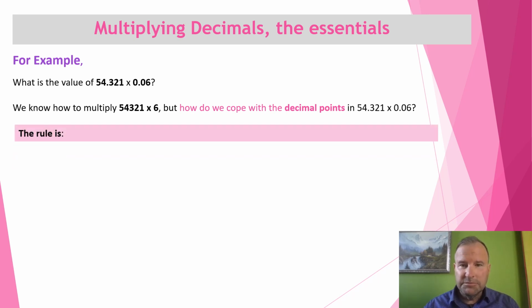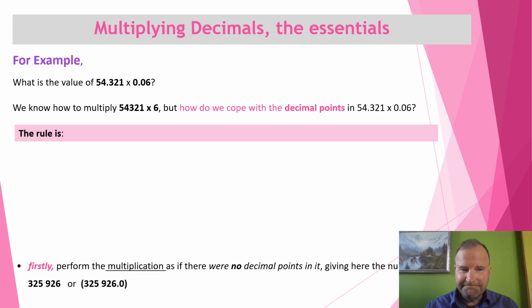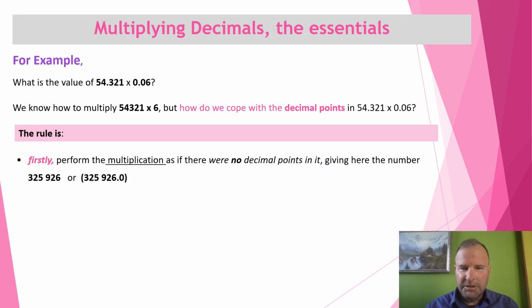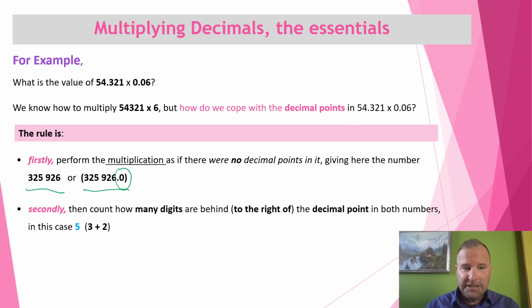Here are three simple rules to follow that get us to the answer without the use of a calculator. Number 1, firstly, perform the multiplication as if there are no decimal points. There it is there. 325926, or you could say the exact same number, we're just putting in the 0 where the decimal point is to the far right of that number. Secondly, we count how many digits are behind or to the right of the decimal point in both numbers.